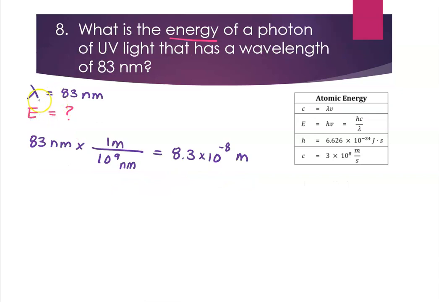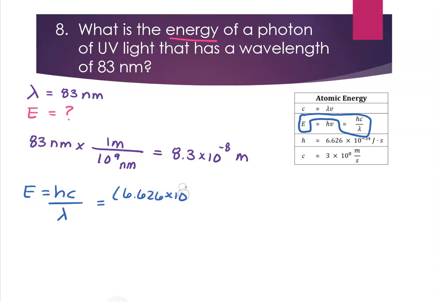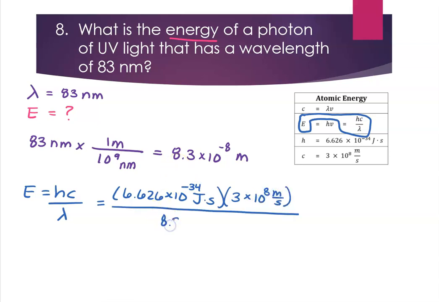So now I can find the correct equation. I need something that has both E and lambda. So that's going to be this equation here. E is equal to hc over lambda. h is 6.626 times 10 to the negative 34. c is 3 times 10 to the 8th. And wavelength is 8.3 times 10 to the negative 8 meters.